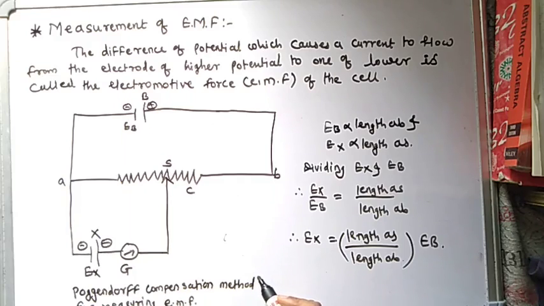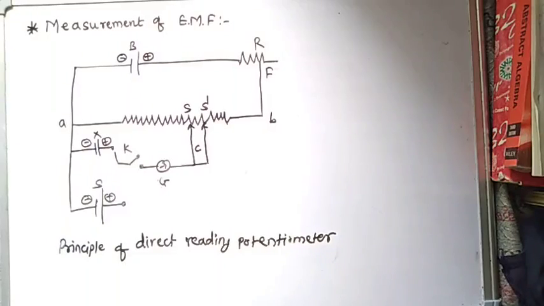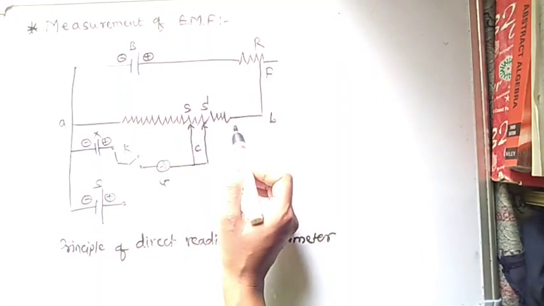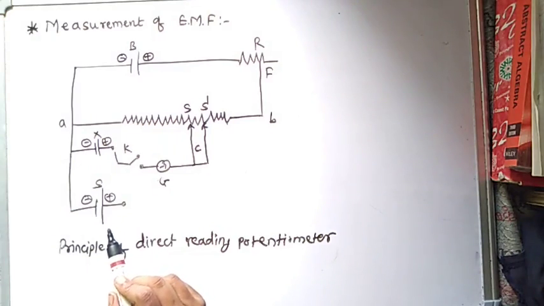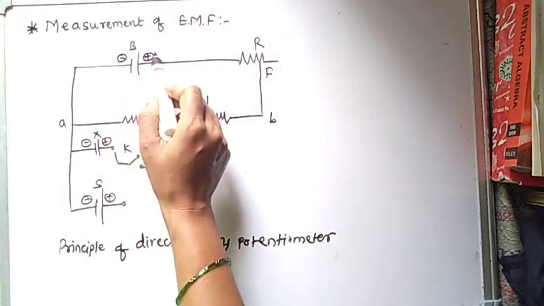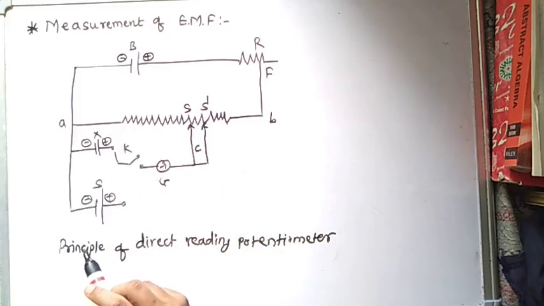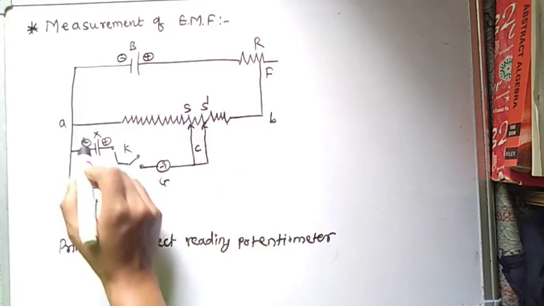Also we see another case, that is direct reading of the EMF, where we use another principle, the direct reading potentiometer. Let me show this diagram. In this diagram we can see the principle of the direct reading potentiometer. AB is a high resistance platinum iridium wire of uniform cross section, and the battery B, which is also called the working cell, is usually an accumulator of constant EMF connected across the wire AB.